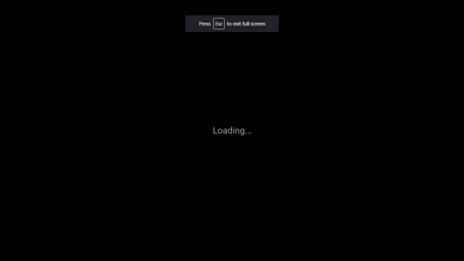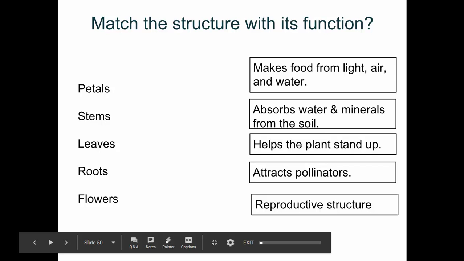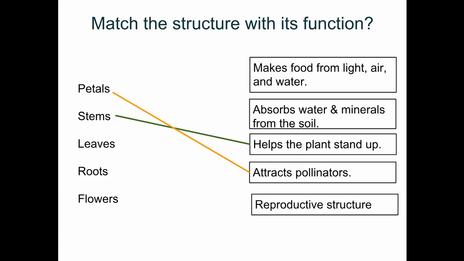All right, so just to finish up here, a couple of things. This is probably stuff you learned back in elementary school. If we think about the structures of a plant, we have petals, leaves, stems, roots, and flowers, and they each have a different job to do. Petals typically attract pollinators. The stem supports the plant. The function of leaves is to carry out photosynthesis to make sugar, make glucose. The roots anchor the plant.